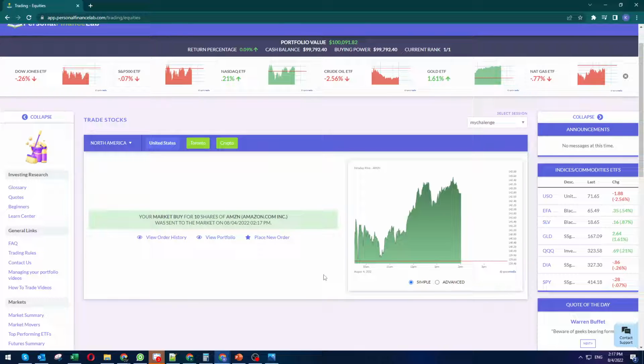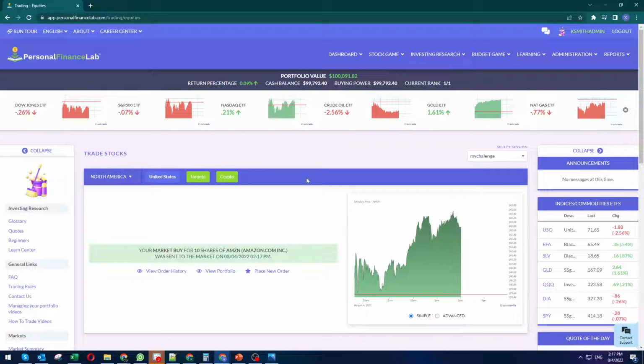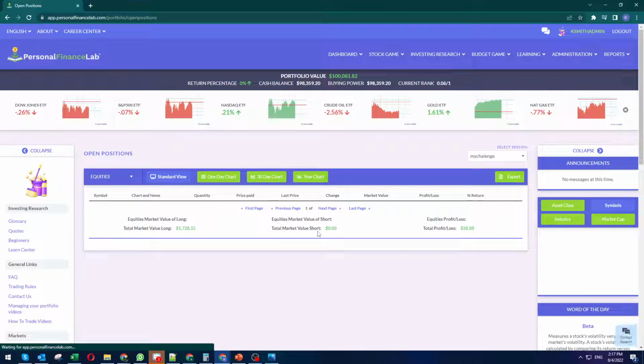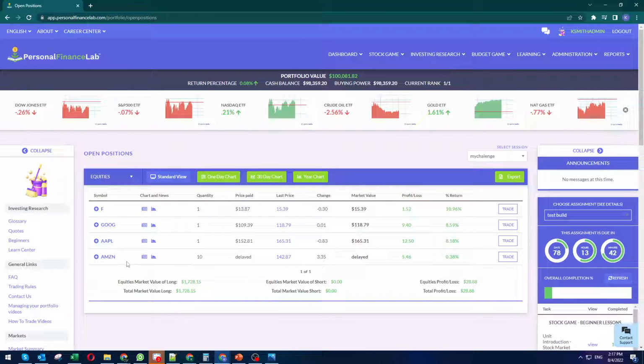Once I've placed my order, the markets are open right now, so this order would have gone through immediately. Amazon's a big company, so I'm going to go straight to my open positions, which is showing the stocks that I have in my portfolio now. You can see that Amazon stock that I just bought is here.